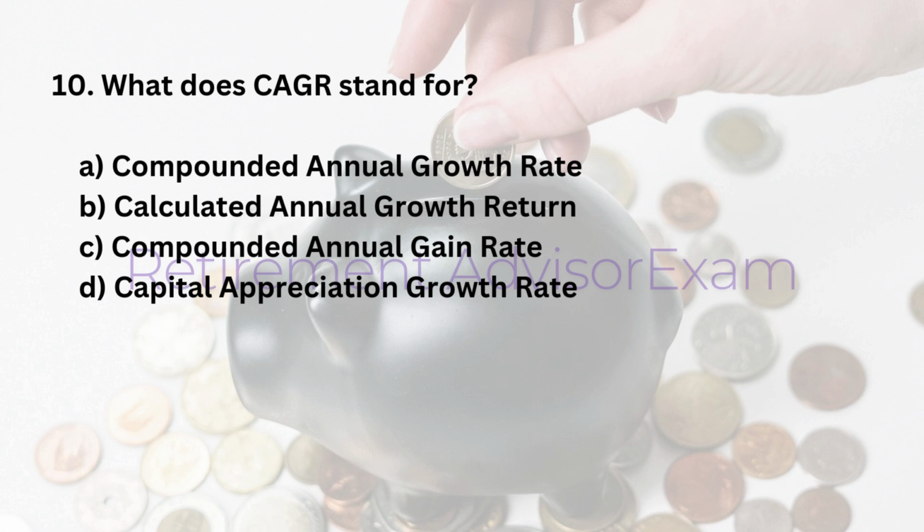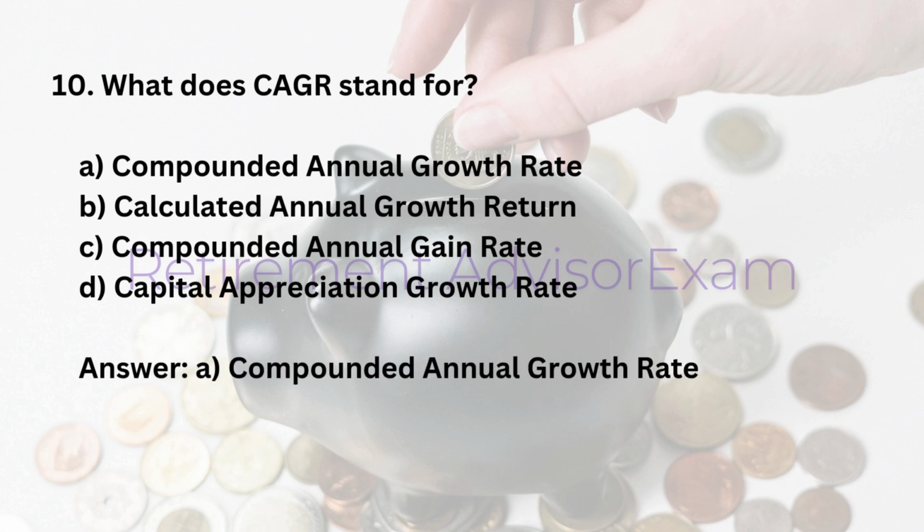10. What does CAGR stand for? A. Compounded annual growth rate. B. Calculated annual growth return. C. Compounded annual gain rate. D. Capital appreciation growth rate. Answer: A. Compounded annual growth rate.